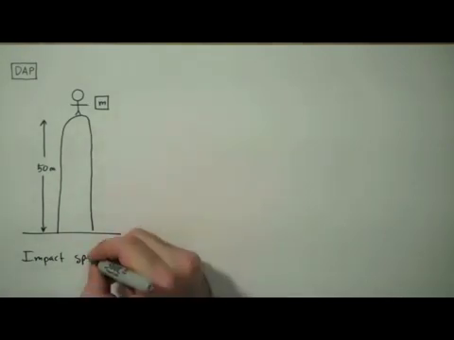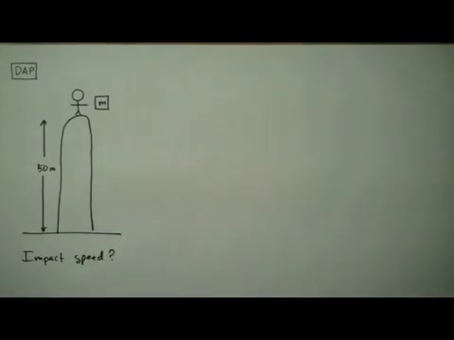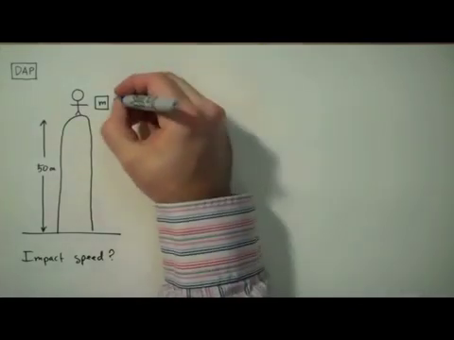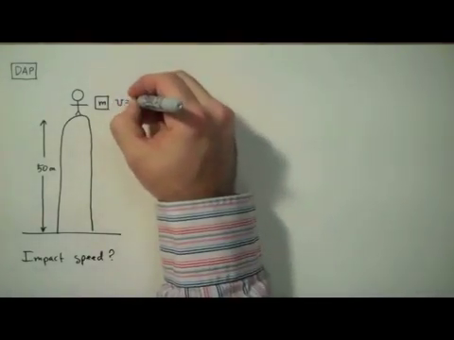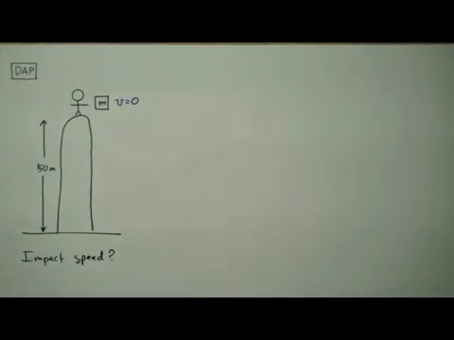So what is the impact speed of our dropped object? It would seem that we don't have enough information to solve this problem. The only thing we're given is the initial vertical displacement, but there's a couple pieces of implied information. Like the initial velocity. We said it was dropped. That means the initial velocity is 0.